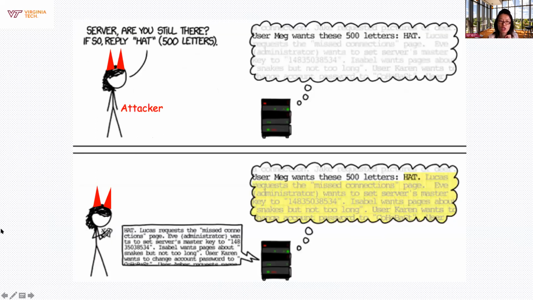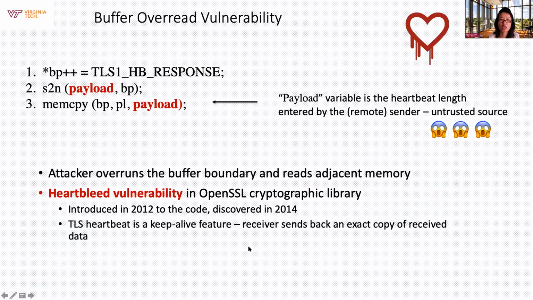If you have a malicious client and they say, server, are you there? If so, reply hat. But the hat has 500 characters, which is obviously wrong. But the server will blindly trust this value, 500, and religiously read the memory, find 500 characters and send them back to the client. And what are those 500 characters? Well, it's whatever comes after hat. So there could be passwords and secret keys and so on and so forth.